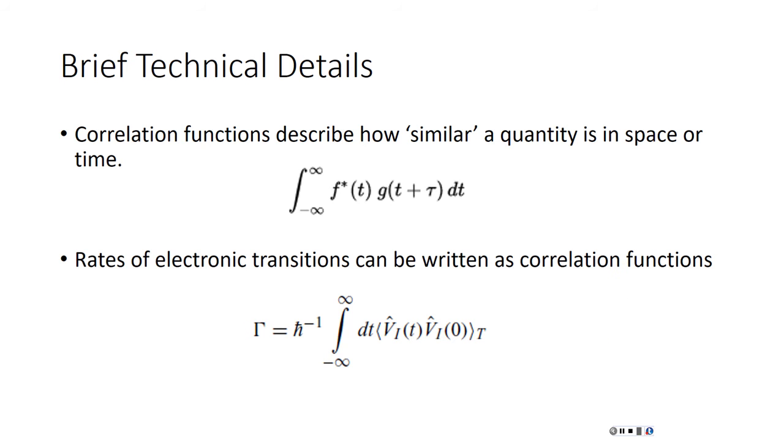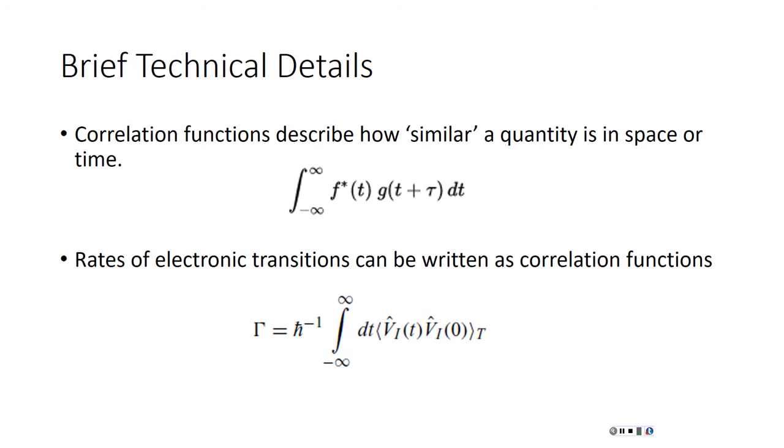Just very brief technical details. I didn't know what a correlation function was until like a year ago, so I assume a lot of undergraduates might not know. Basically it's a measure of how similar a quantity is in space and time over different time periods. If you have one function at time t and another at t plus dt, it measures how similar they are at different times. And they don't have to be different. These can be f and f, and that would be an autocorrelation function. That's usually what we do.